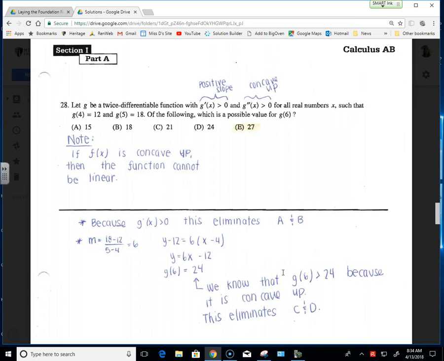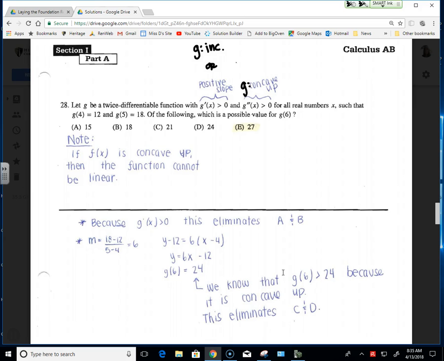So let g be a twice differentiable function. The second derivative exists everywhere. Guys, you have to attach it. g prime's sign talks about either positive slopes or you could say g is increasing, right? It means the same thing. g prime positive, g is increasing, or positive slopes. If g double prime is positive, g is concave up.